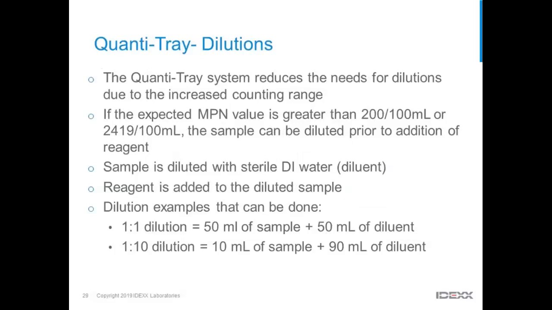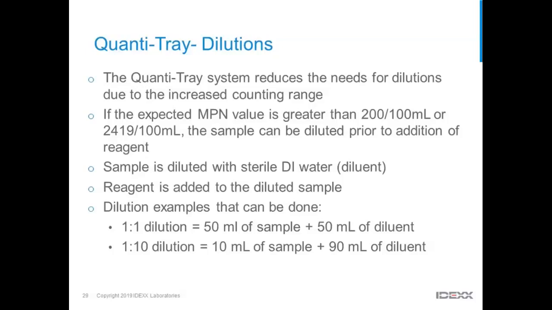One of the many advantages of the quantity tray over membrane filtration is that, for the most part, dilutions aren't going to be required, because the counting range of the Quantification Tray 2000 will give you counts of up to over 2,000. Whereas with plate methods, you'll definitely have to do dilutions. So the question becomes, if you're going to have a result that you know will be outside the range of the quantity tray, can you do dilutions with the test? And the answer is yes.